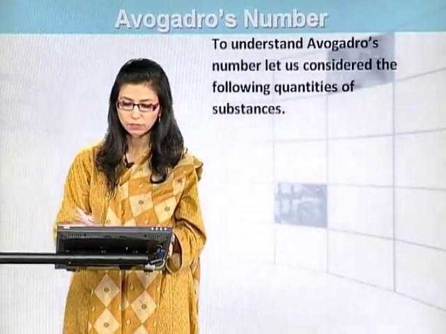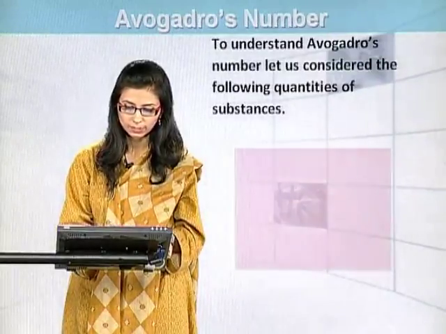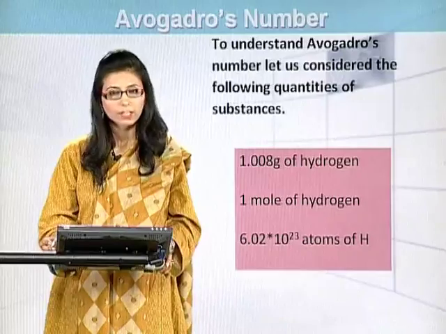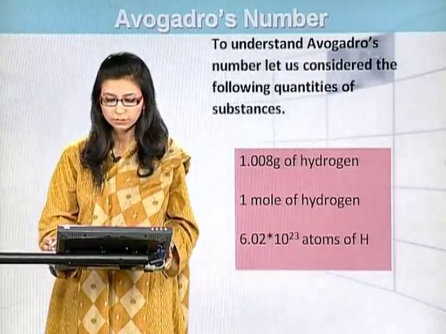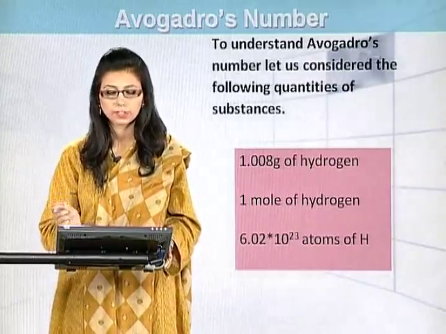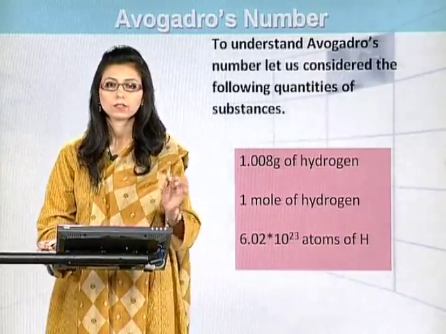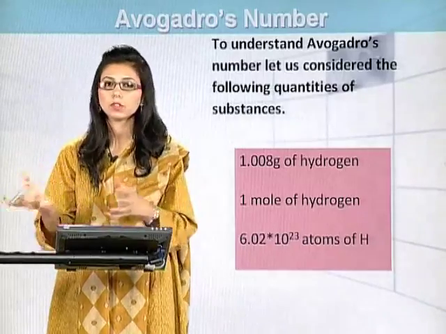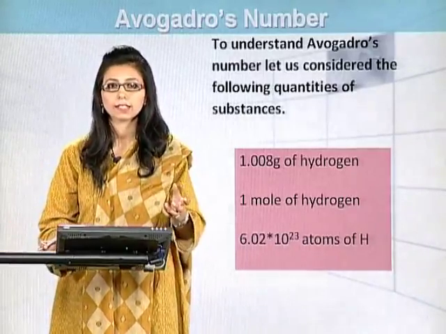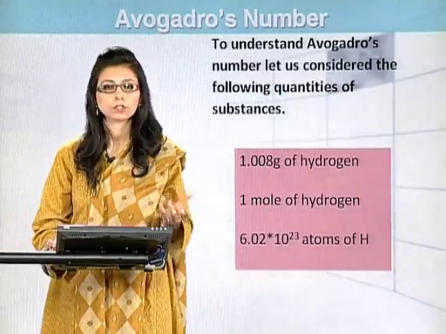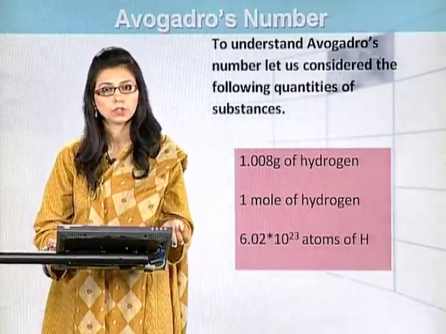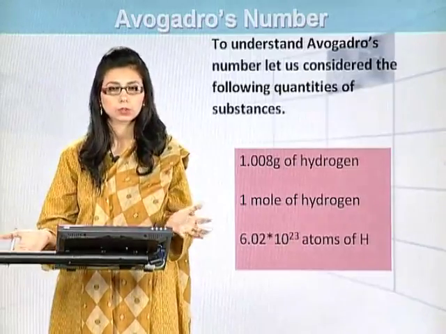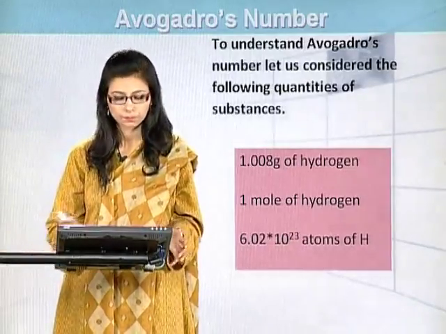To understand Avogadro's number, let us consider some quantities. For example, consider the elements. Hydrogen is an element. The mass of hydrogen atoms is 1.008 grams, and if I represent this mass in grams, it means 1 mole of hydrogen. And we are talking about Avogadro number, which specifies the number of particles within 1 mole. In 1 mole of hydrogen, the number of particles will be Avogadro's number, 6.02 × 10^23.